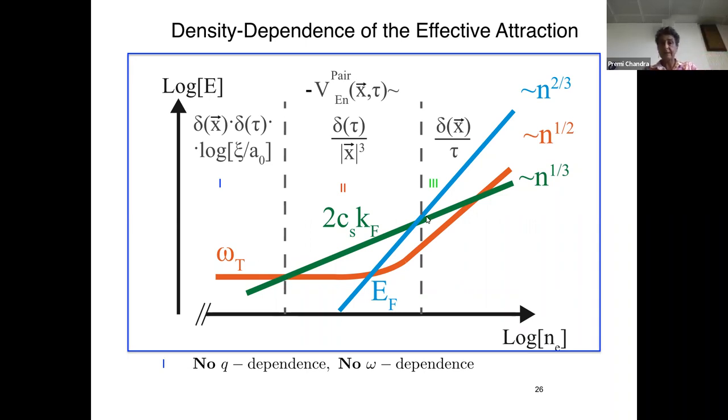Now let's go to this intermediate density regime. Here, 2c_s k_F is the dominant one. And here our pairing interaction is instantaneous, but has spatial dependence.